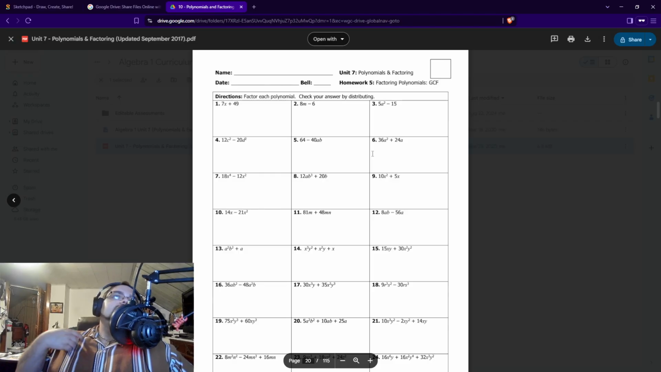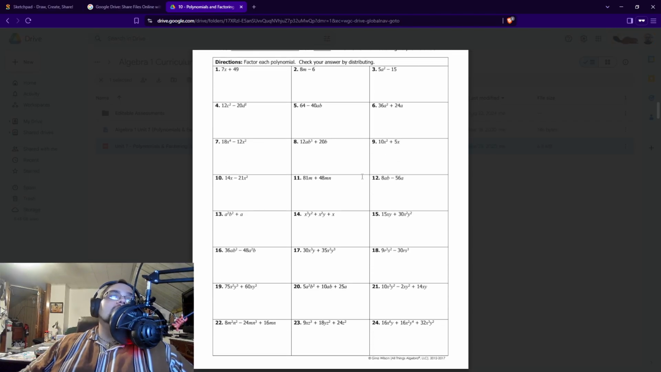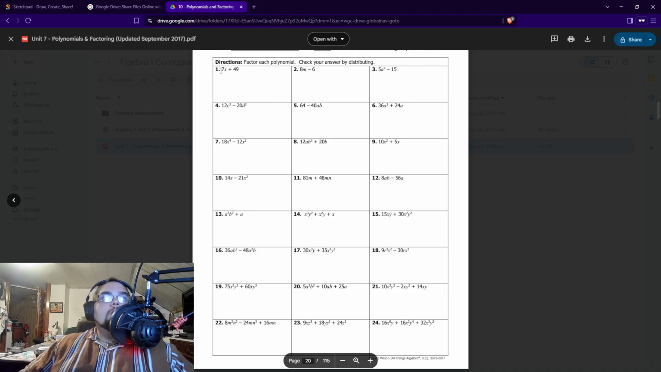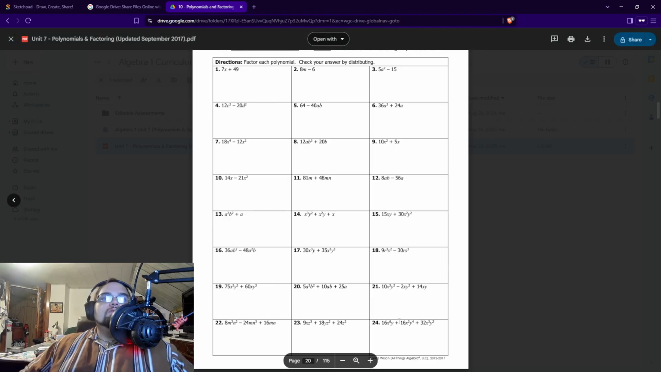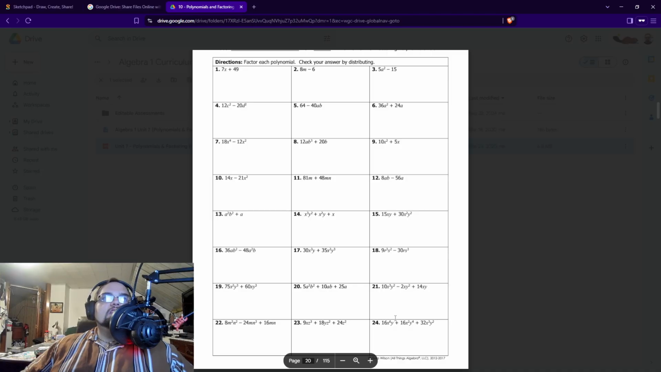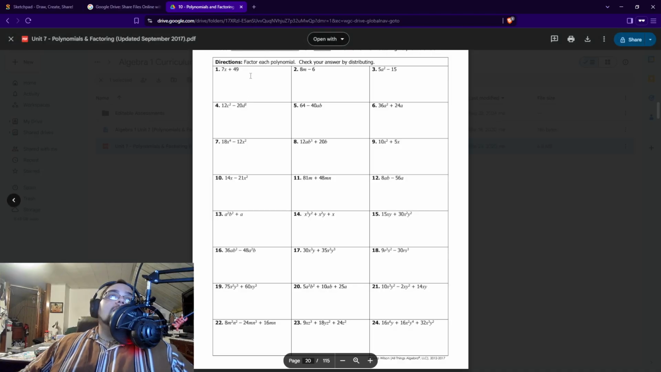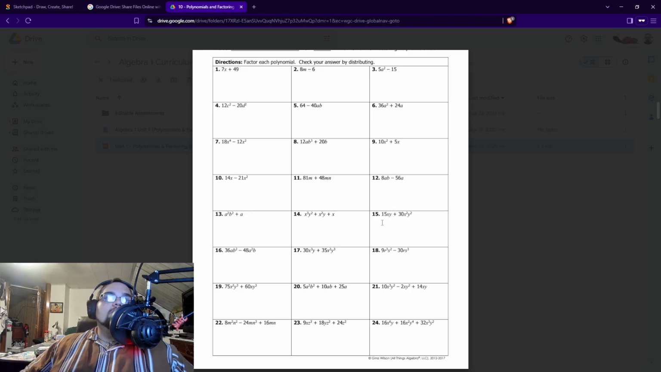Okay. So here's what your assignment's going to look like. Questions 1 through 18 are relatively straightforward, two portion GCFs. 19 through 24 is triple GCFs. You can see that one starts off easier, probably looking at single terms, while later on you're looking at multiple terms being factored out at the same time.